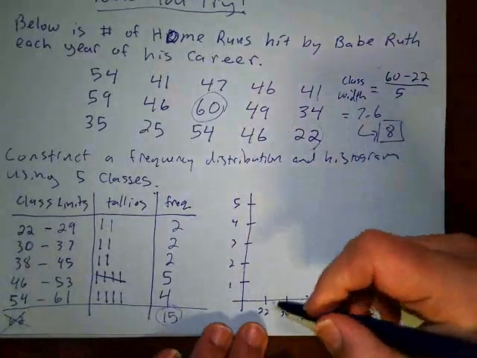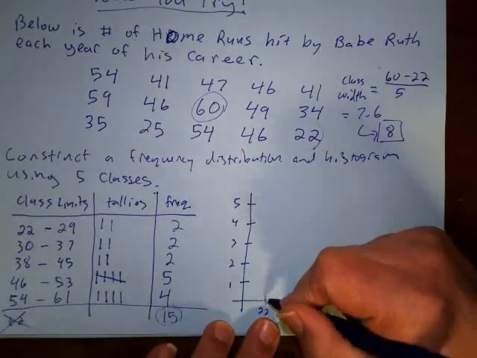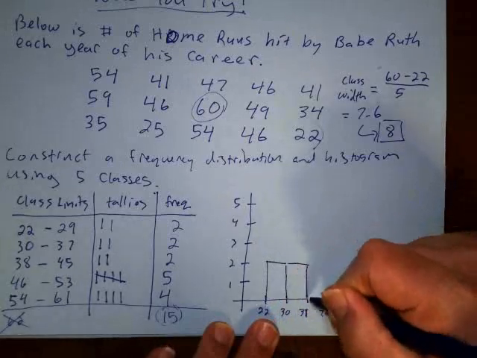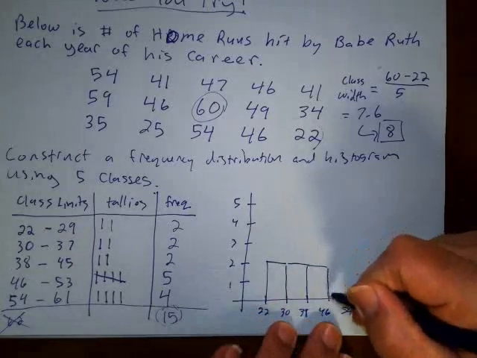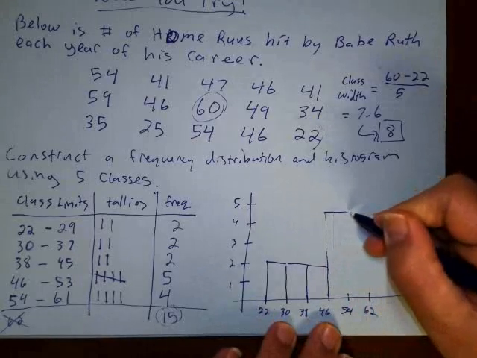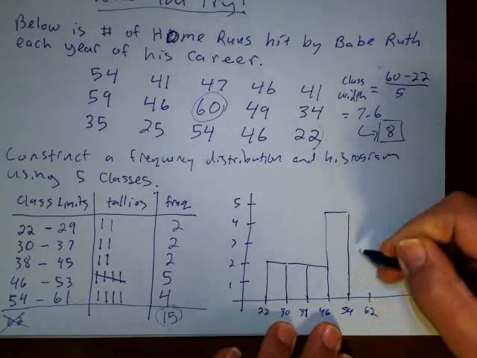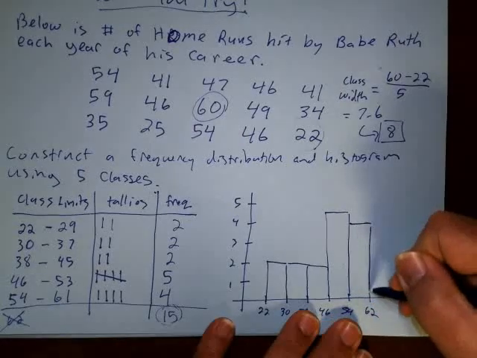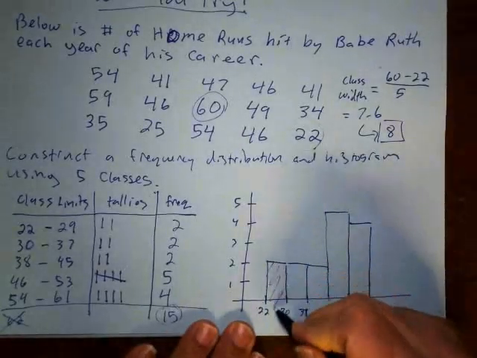And so this would be, for the first class, it goes from 22 to 29. That goes up to 2. The next class goes up to 2. The next one goes up to 2. This one goes up to 5. And then this one goes up to 4. And then you could shade these bars.